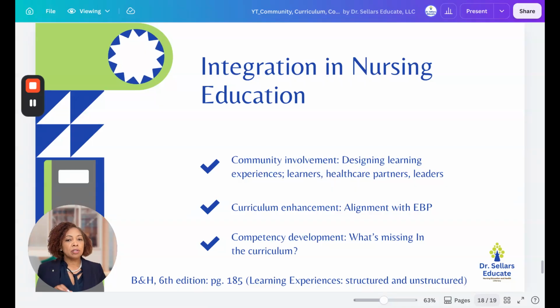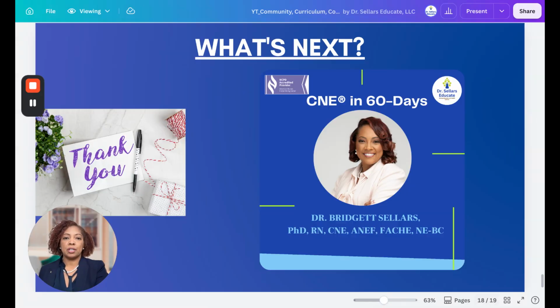If you want to go a little bit deeper, take a look at Billings and Halstead. Again, this is the 6th edition, page 185, where it talks specifically about learning experiences, both structured and unstructured, because they are both important.